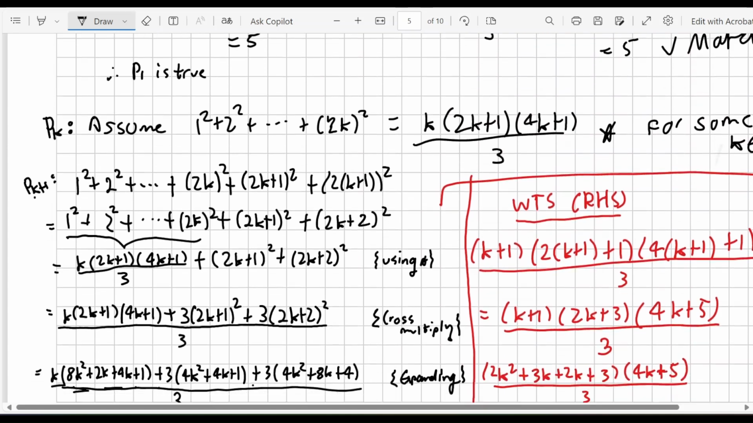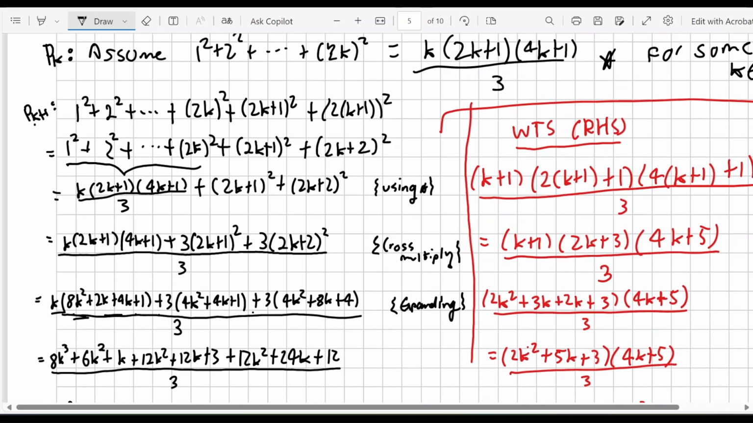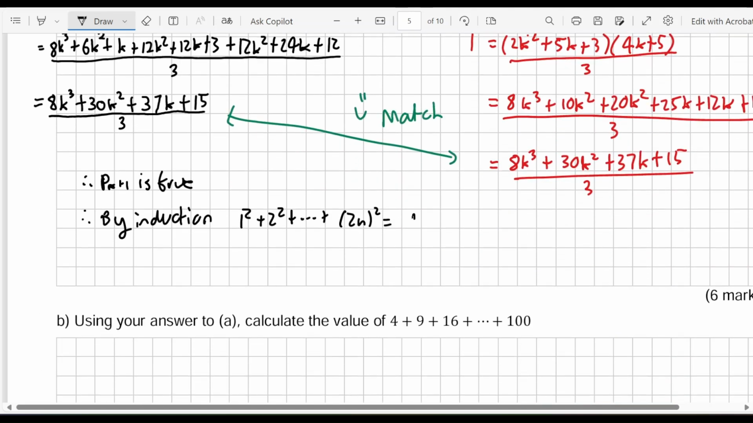then the whole statement. So 1 squared, 2 squared, up to 2n squared is that nasty, horrible thing. n, 2n plus 1, 4n plus 1, all over 3, for all n in the positive integers.